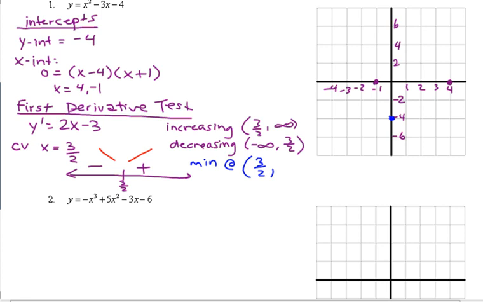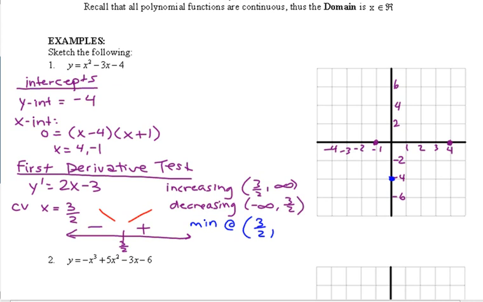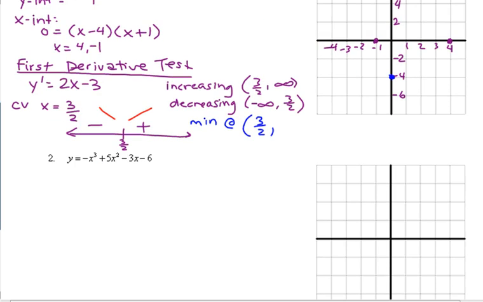Okay, so min at, we have to plug 3 over 2 where? In the original. Awesome. I'm going to do this up here. 3 over 2 squared minus 3 times 3 over 2 minus 4. So 9 over 4 minus, so this is 9 over 2, so 18 over 4 minus 16 over 4. Trying to get a common denominator. Okay, so 9 minus 18, -9 minus 16, -25 over 4.